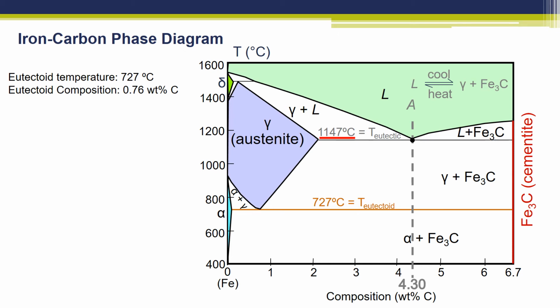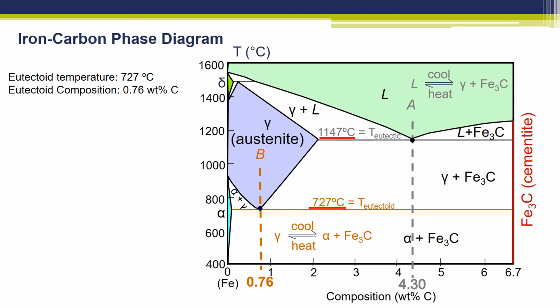It may be noted that a eutectoid invariant point exists at a composition of 0.76 weight% of carbon and at a temperature of 727 degrees Celsius. For this eutectoid reaction, upon cooling, the solid austenite phase is transformed into alpha ferrite and cementite. The eutectoid phase changes are very important, being fundamental to the heat treatment of steel.